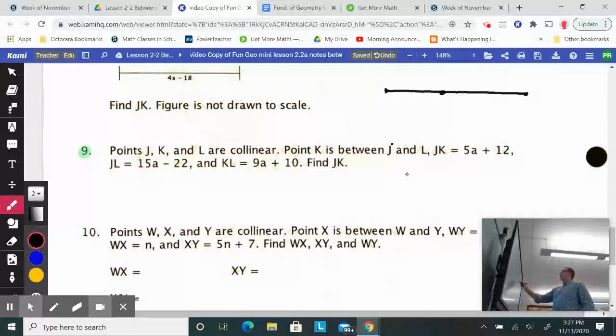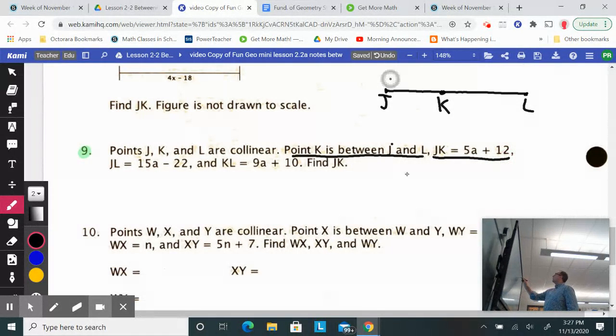And it says point K is between J and L. So I know J is on one side, L's on the other, and K is somewhere in between. We don't know where exactly, but it is in between. That's the betweenness idea.